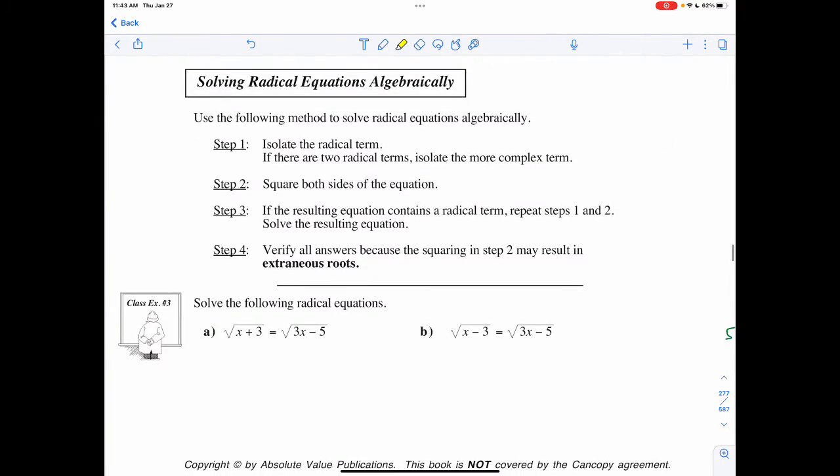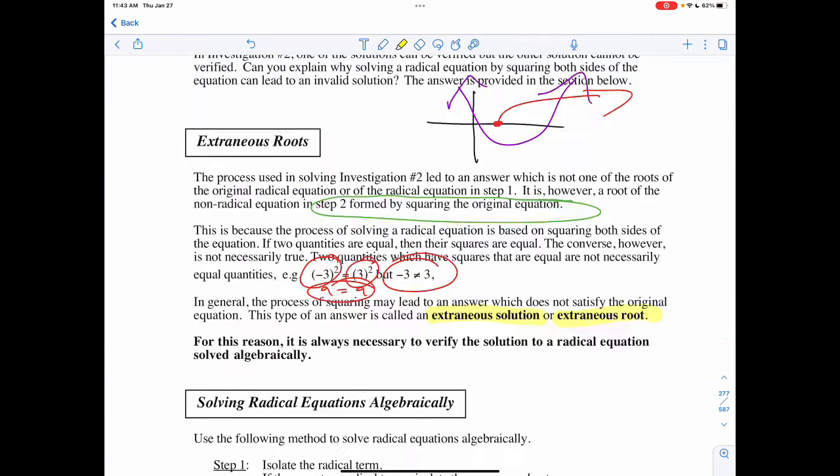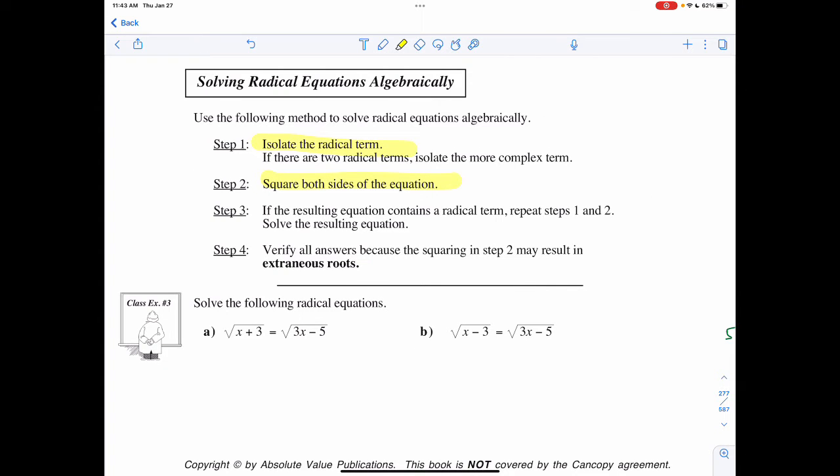So our process is always the same. Isolate the radical, square both sides of the equation to get rid of the radical, solve the equation, and sometimes, if we have two radicals, we could square it and still have a radical left over, and then we have to do the process again, and then check for extraneous roots.